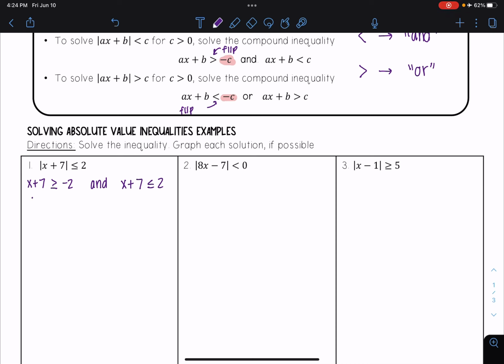Solving this first one, I'm going to subtract 7 from both sides. And I get x is greater than or equal to negative 9. Solving the second one, I'm going to subtract 7 from both sides. And I get x is less than or equal to negative 5. And so then I can go ahead and write that as one compound inequality. That would be negative 9 is less than or equal to x, which is less than or equal to negative 5.